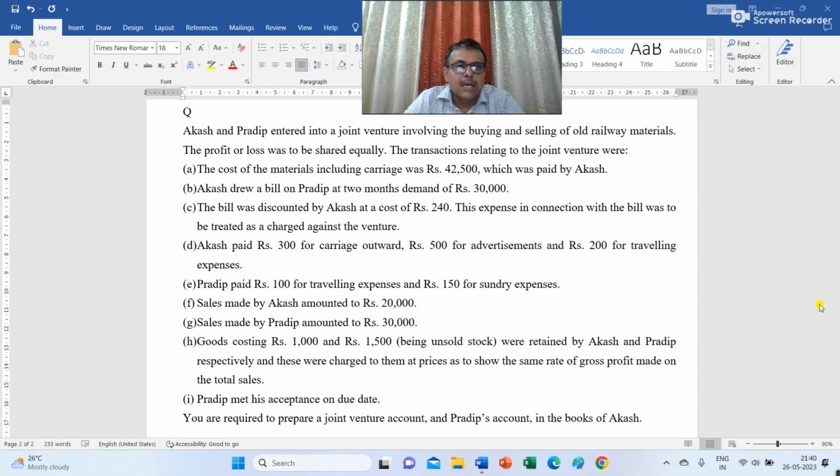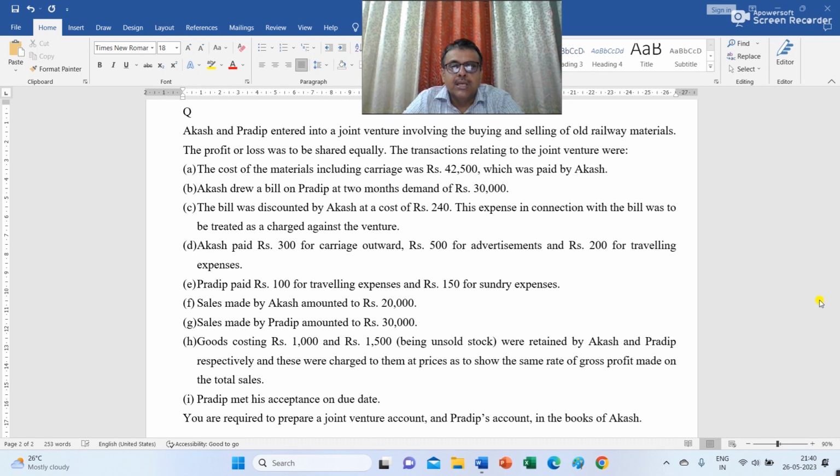Akash and Pradeep entered into a joint venture involving the buying and selling of old railway materials. The profit and loss was to be shared equally. The transactions relating to the joint venture were: the cost of the materials including carriage was rupees 42,500, which was paid by Akash. Akash drew a bill on Pradeep at 2 months demand of rupees 30,000. The bill was discounted by Akash at a cost of rupees 240.